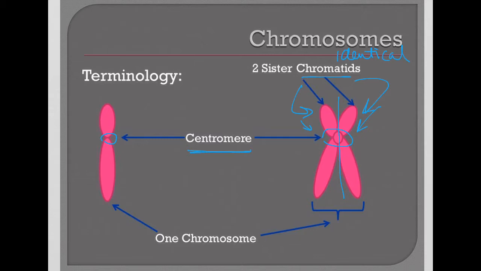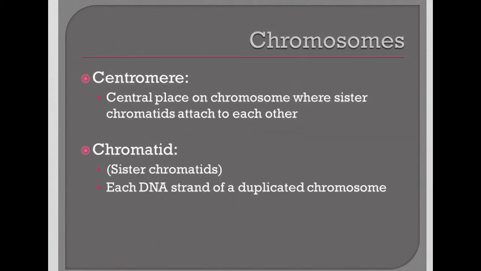One big thing you have to notice is that both of these images are considered a single chromosome. We can refer to this whole thing as one chromosome made of two sister chromatids, or one chromosome here of a single chromatid. We will see something like this after a duplicated chromosome splits. So again, just some definitions. A centromere is the central place on the chromosome where sister chromatids attach to each other, and a chromatid, as in saying sister chromatids, is each strand of a duplicated chromosome.